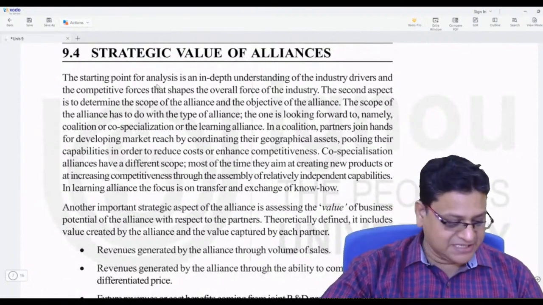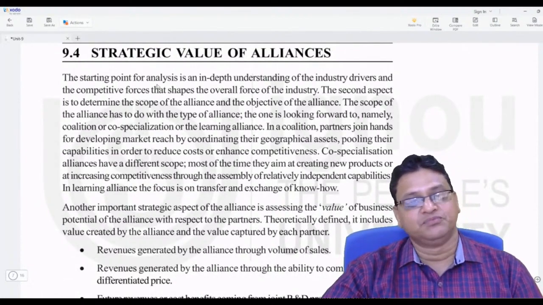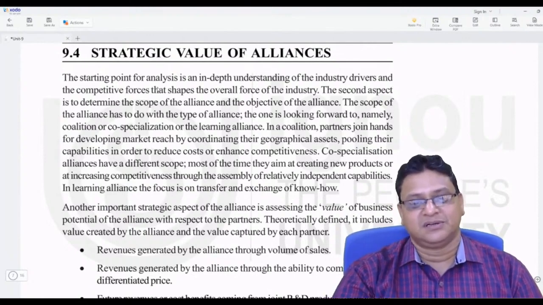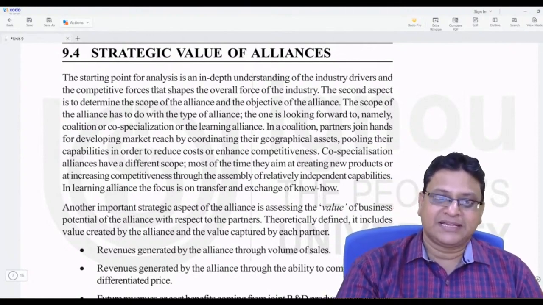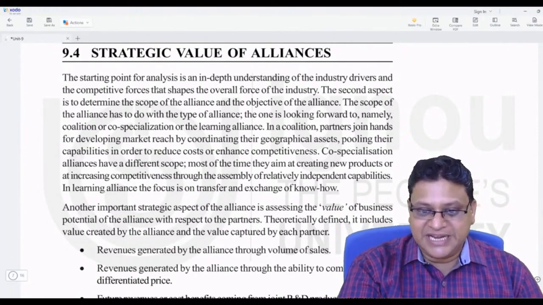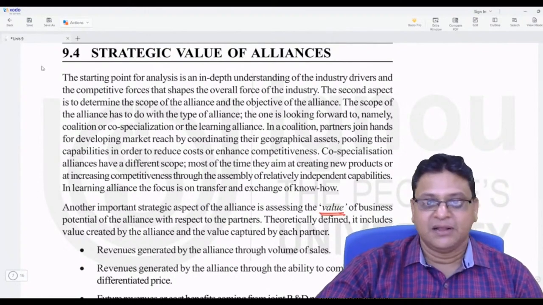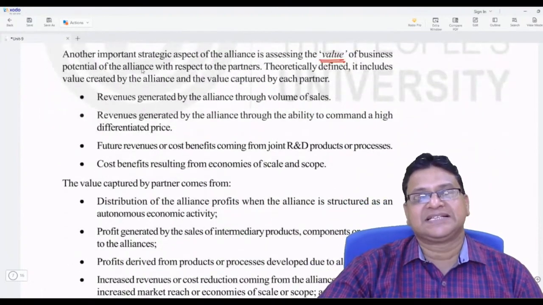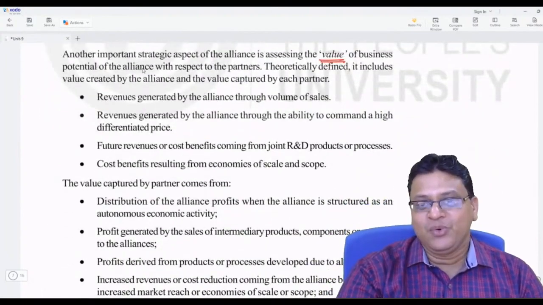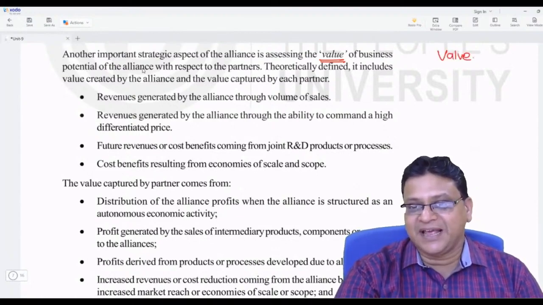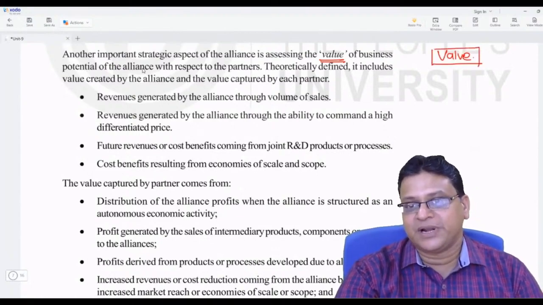Each and every alliance must create a value. If an alliance does not create value, it is not worth doing. So, alliance must create a value. Value creation is the most important form of alliance creation. The value can be of two types. So value created in an alliance can be of two types. What are the two types of value creation?